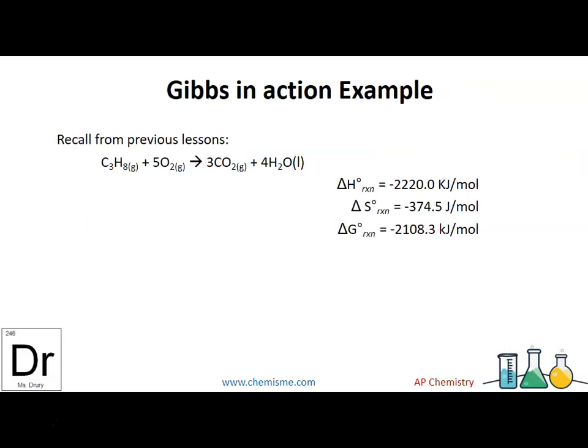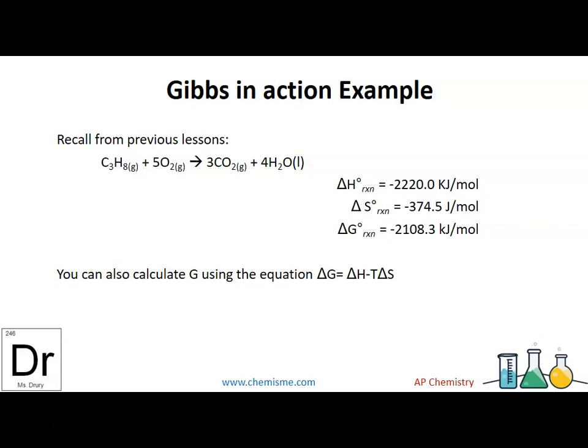So if we recall from previous lessons, if you know the heat from a lesson or the entropy of a lesson, you can find the Gibbs. So these were all the 3 values we had from the last 2 videos and this video. There is a formula that is delta G equals delta H minus T delta S. It's on your reference table. And if we plug the numbers in, the H could be negative 2220.0 kilojoules. We're going to subtract the temperature, which is 298 Kelvin.